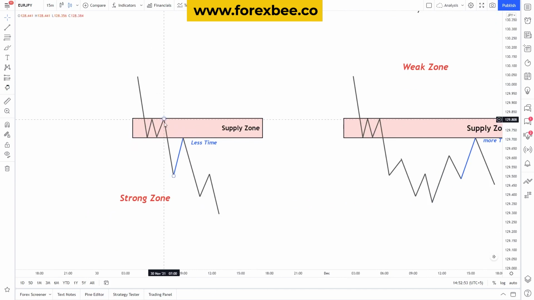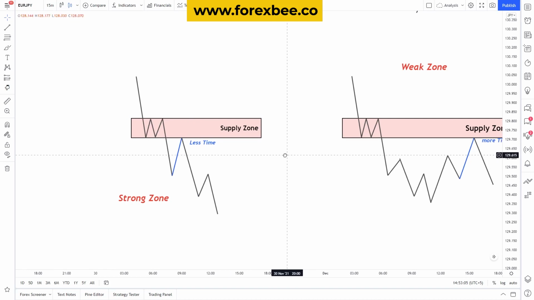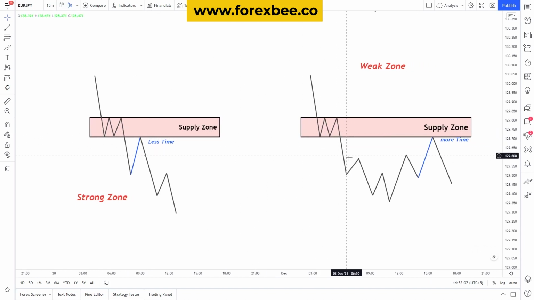Okay, after the formation of the supply zone, if the price comes back to the supply zone as early as possible, then it is a strong supply zone. Okay, and if the price takes some time and keeps moving below the zone and then goes back to that supply zone after a while, then it's a weak supply zone. Okay, and we can see that here this is an illustration of a strong supply zone, where the price went up in order to pick the pending orders placed by the institutions right after the formation of the zone.